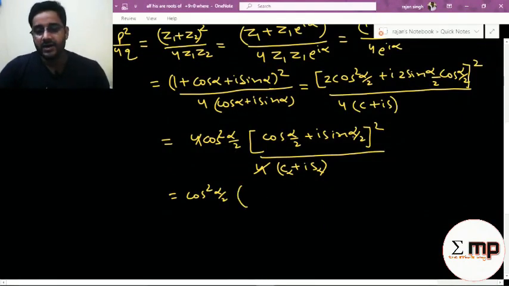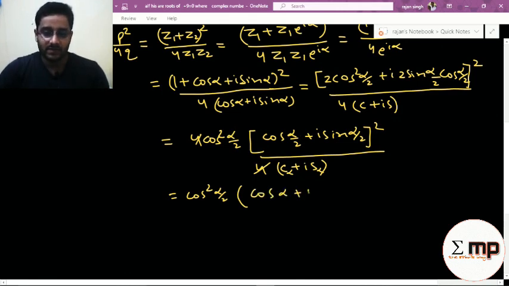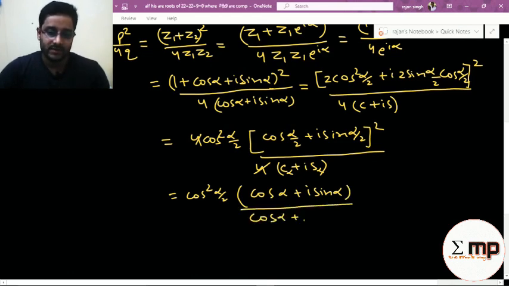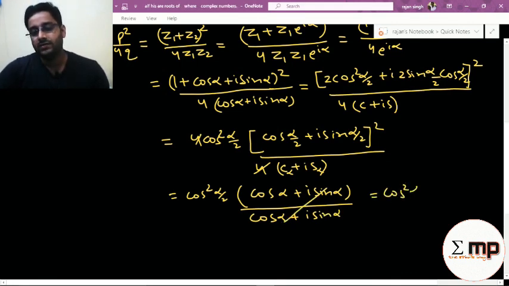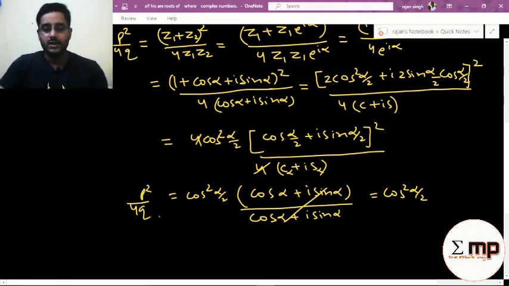Now you apply De Moivre's theorem. In De Moivre's theorem, the power is multiplied with the angle. So the numerator will be cos alpha plus iota sin alpha, and the denominator also cos alpha plus iota sin alpha. Cancel. What is coming? Cos square alpha by 2. And this was p square divided by 4q. This is what we have to prove. We did it. That was the problem.